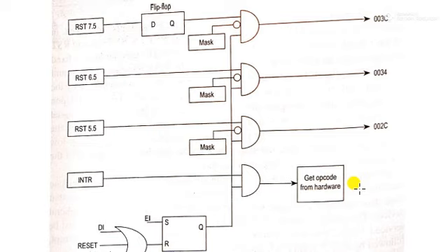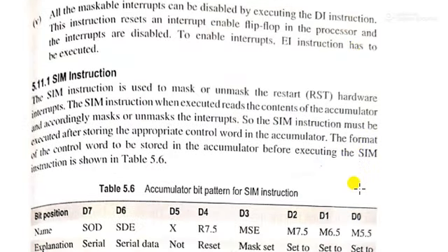For that we use two instructions, SIM and RIM. SIM, the full form of SIM, is Set Interrupt Mask. By this instruction we can set the maskable interrupts, that means we can mask and unmask the maskable interrupts according to our use.